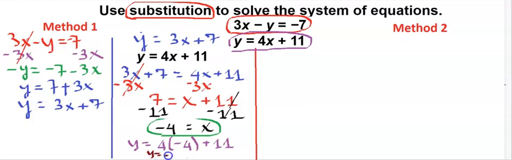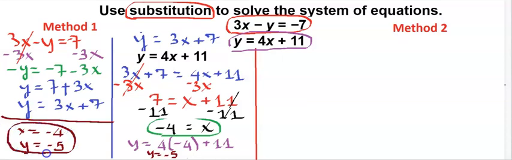Okay, so your solution, I'm going to write my solution over here. x equals negative 4 and y equals negative 5. What's 4 times negative 4? Yeah, negative 16 plus 11. Use your calculator to double check your work, guys. All right. So method number 2 is much quicker and less work to do.